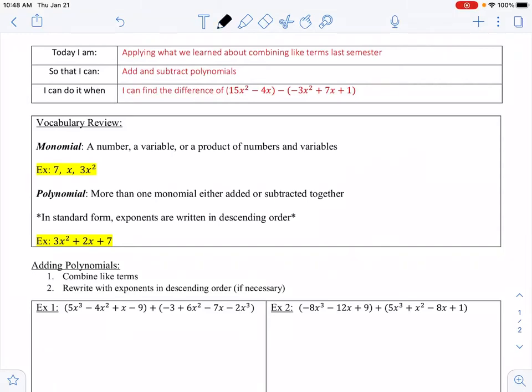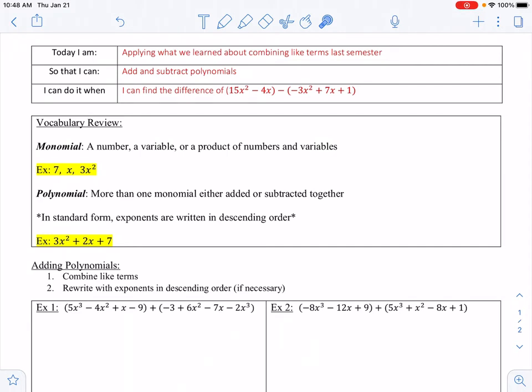All right, hello. We are going to be looking at 6.3, which is going to be adding and subtracting polynomials. So we're going to take what we learned, not last semester, but the last couple classes about combining like terms, and you have worked on this before.